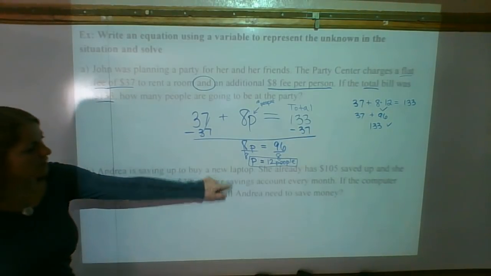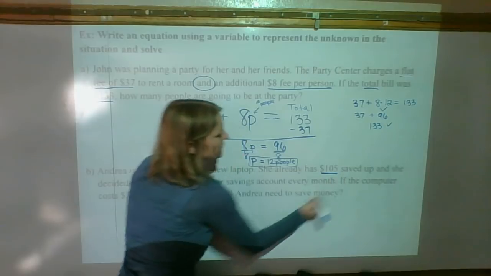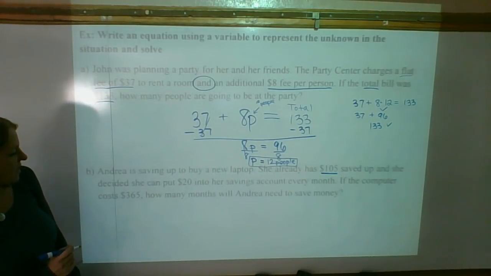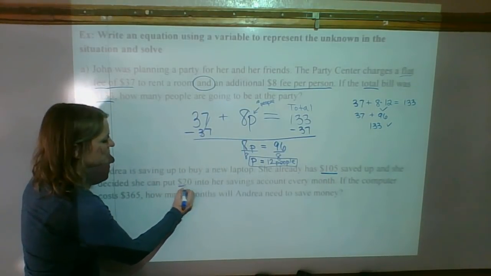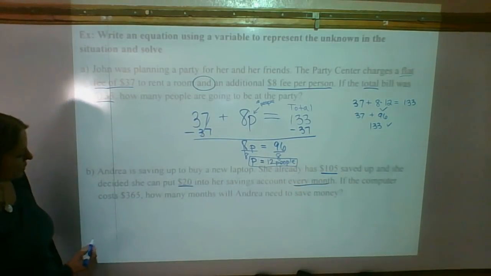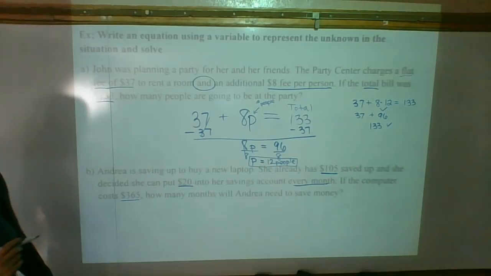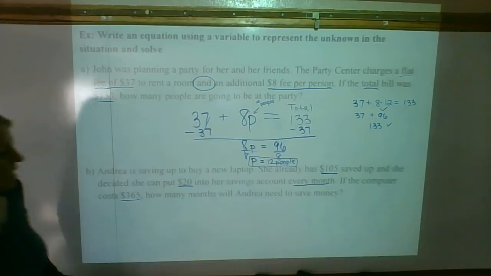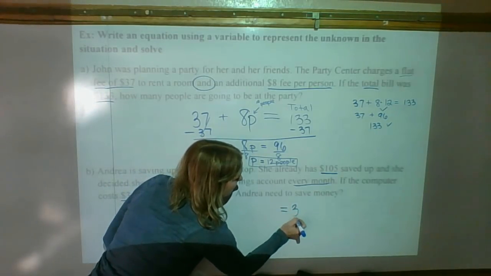Andrea's saving up to buy a new laptop. She already has saved $105, and she decides that she can put $20 into her account every month. And we want to know if the computer costs $365, how many months will Andrea need to save money? All right, so if I'm writing an equation, I usually look for my total first. Which one's my total? 365. Yeah, so we said equal to 365.